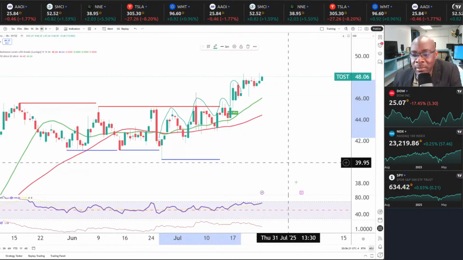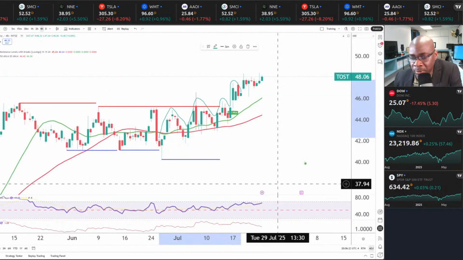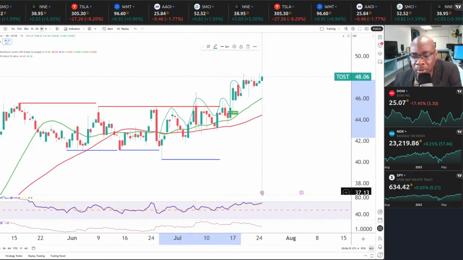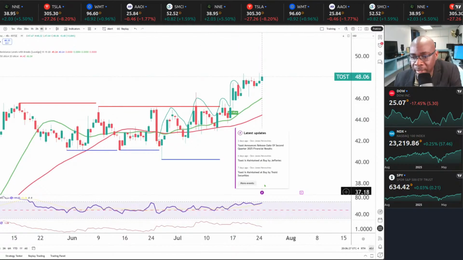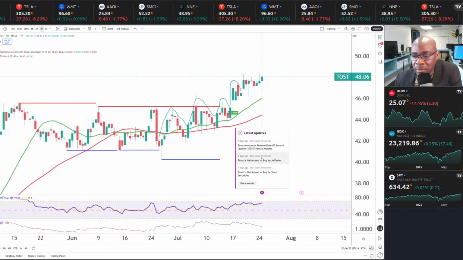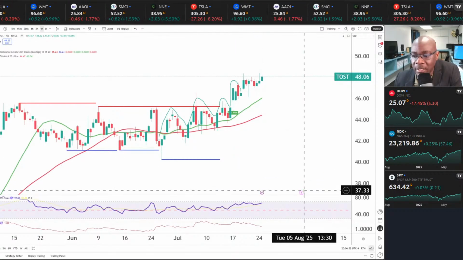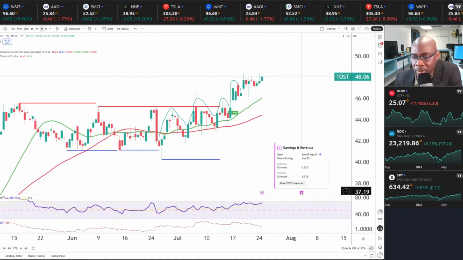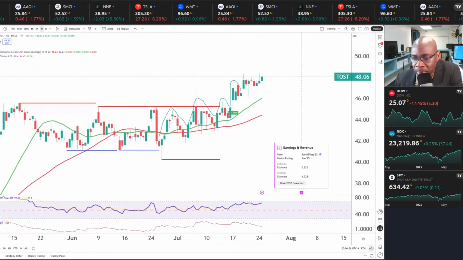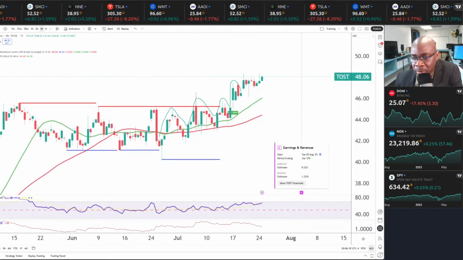So right now we can see here, and this is one of the reasons why I love TradingView. Here you have a lightning symbol. This lightning symbol lets you know any news that came out, any announcements, right? And then this E symbol is our earnings report. So it lets us know our earnings report for this particular company is coming out August 5th.